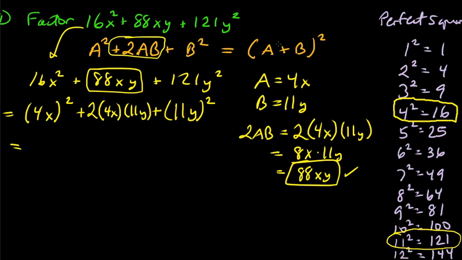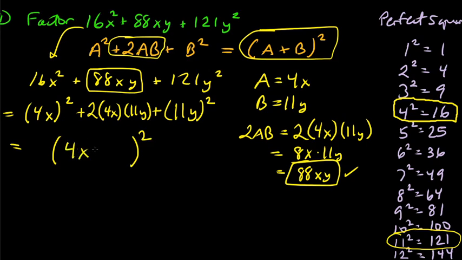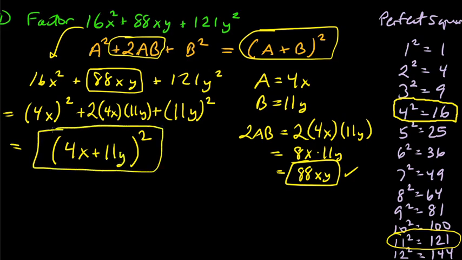Now comes the factoring part, right? We're almost done. The factoring is this. It's just a plus b squared, where a is 4x and b is 11y. That should be a y here. And we're done. There's the answer.